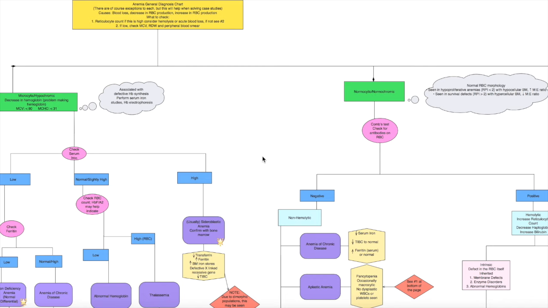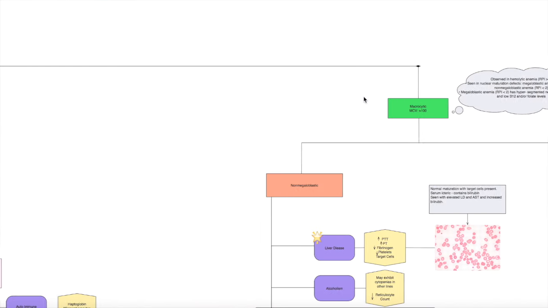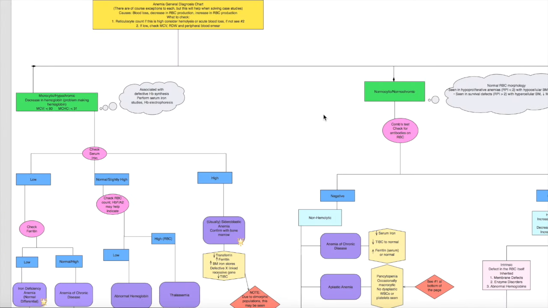Hello guys, so I just wanted to go over this anemia chart so that there's not any confusion to the people that I sent it to. The first part is the green boxes, and these have to do with your MCVs. These are the major divisions: your microcytic hypochromic, normocytic normochromic, and your macrocytics.